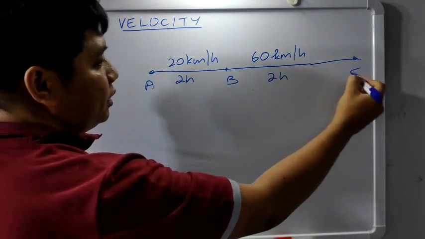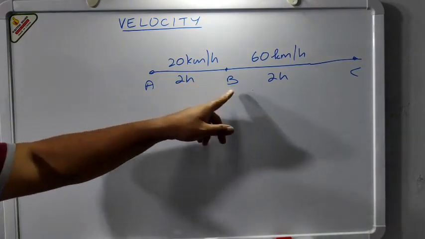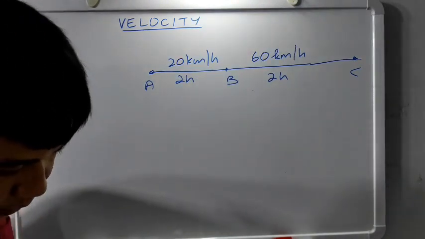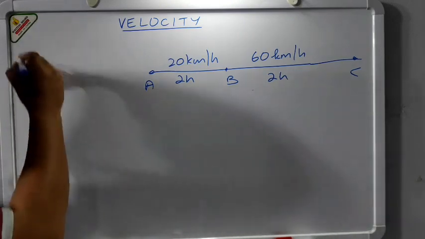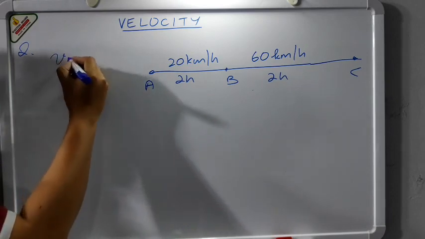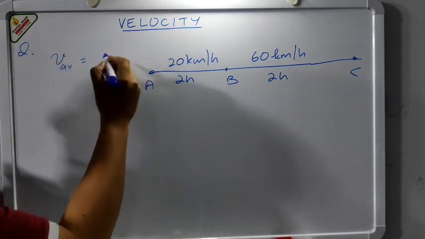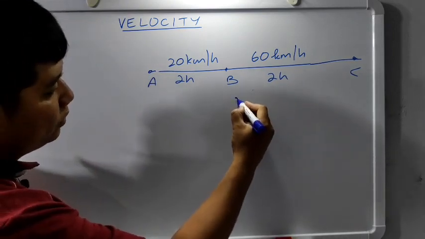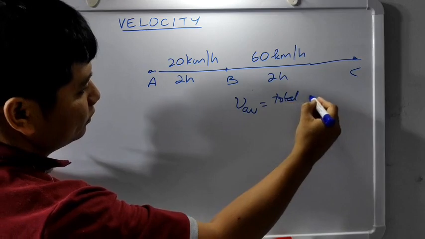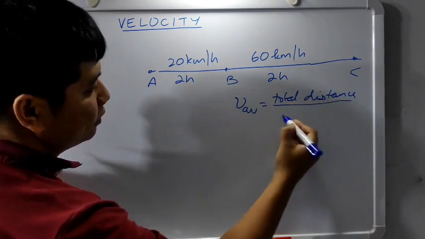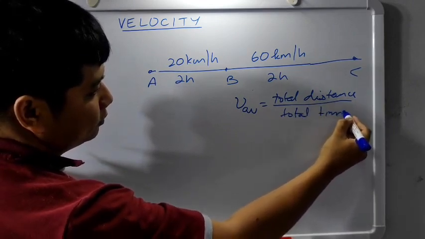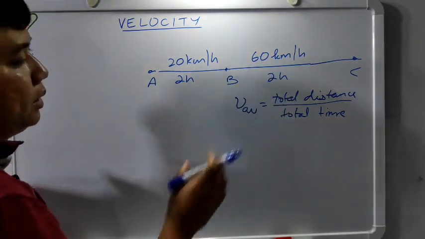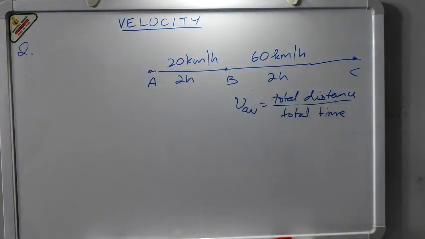Let it be A, B and C. The first interval is AB, the second interval BC. Let this be case 1, this be case 2. The question is, what is the average velocity and the average speed of the car? To calculate the average speed, VAV is for speed. The formula is VAV is total distance divided by total time. Here we have total time, 2 plus 2, that is 4. We don't have distance, so we can calculate it first.